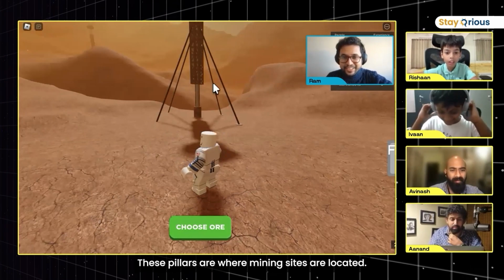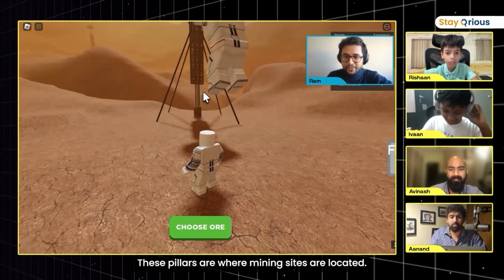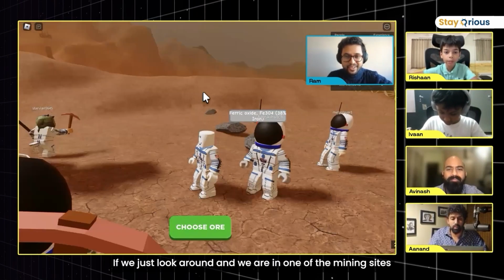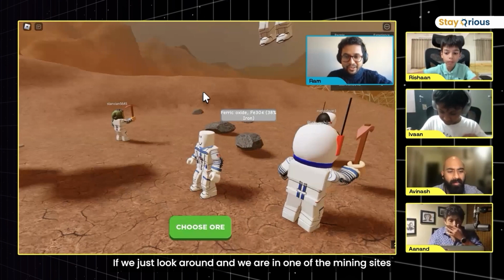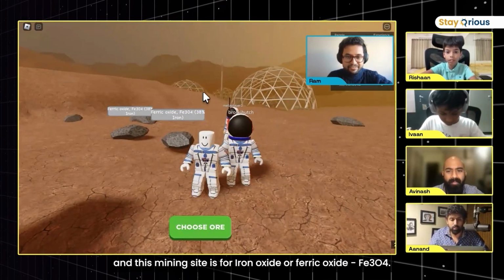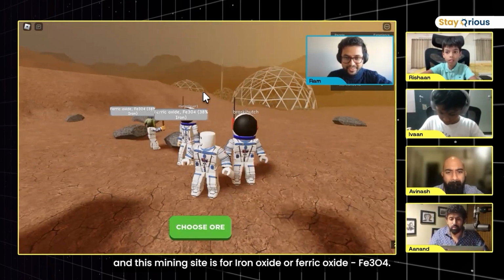So you might be seeing these pillars over here, right? These pillars are where mining sites are located, right? And there are 4 or 5 mining sites over here. If you just look around, we are on one of the mining sites. And this mining site is for iron oxide, ferric oxide, Fe3O4, right?